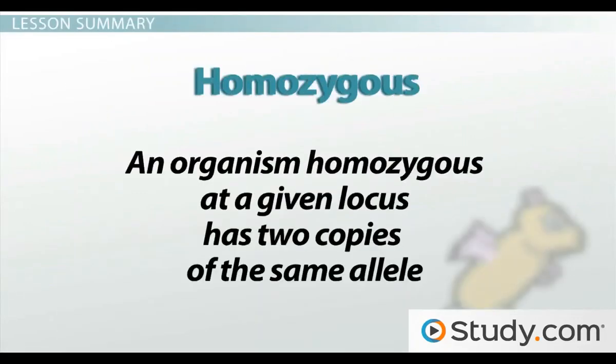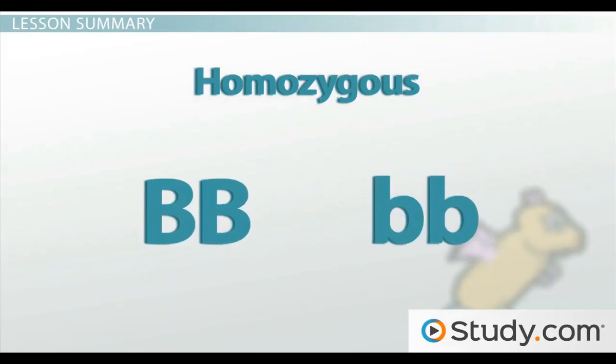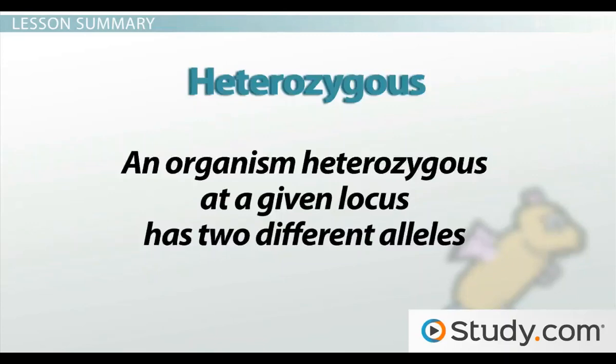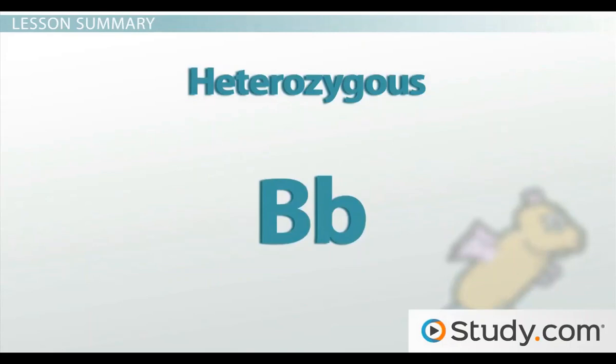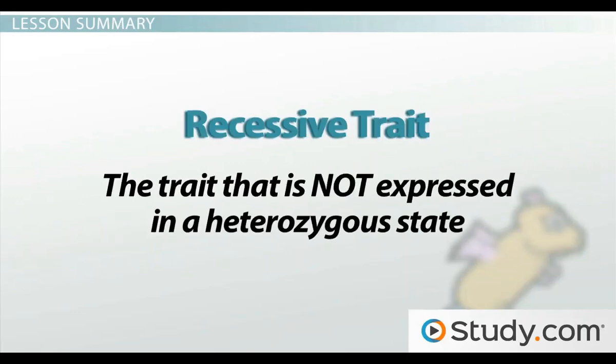In this lesson, we've learned that an organism homozygous at a given locus possesses 2 copies of the same allele. For instance, if we're talking about gene B, big B, big B and little b, little b are both homozygous genotypes. An organism heterozygous at a given locus possesses 2 different alleles. For instance, big B, little b would be an example of a heterozygous genotype. A dominant trait is the trait which is expressed in a heterozygous state. A recessive trait is the trait which is not expressed in a heterozygous state.